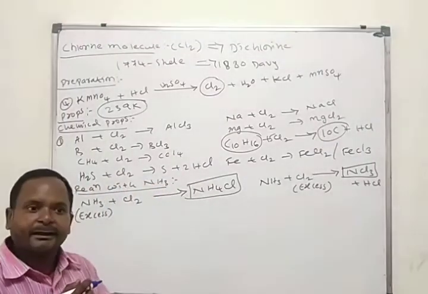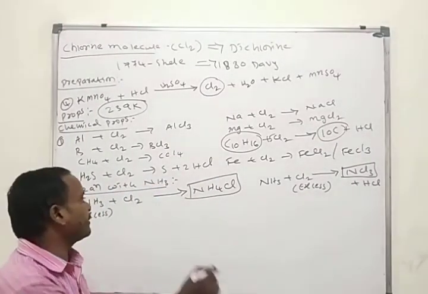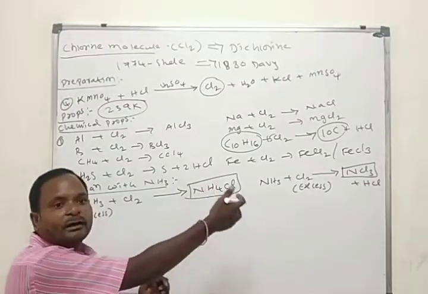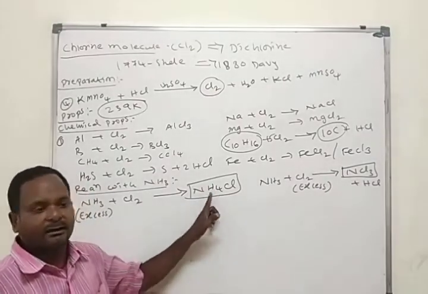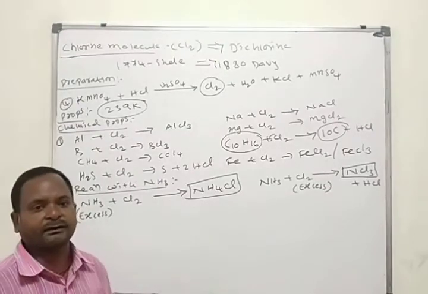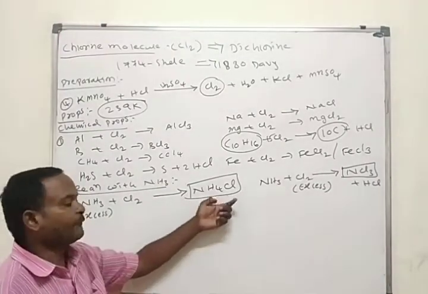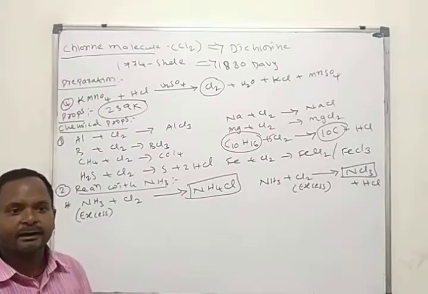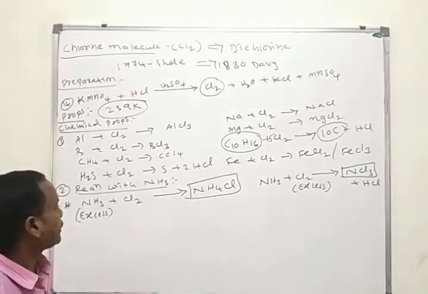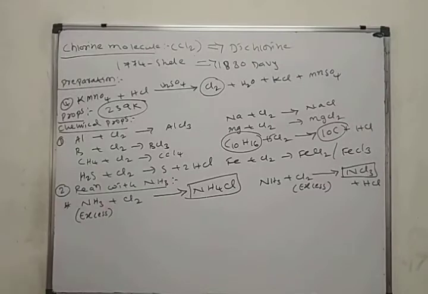When we add an excess amount of ammonia, it means we have an excess amount of hydrogens. That means excess ammonia was involved in the reaction and formed ammonium chloride. This is the reaction with ammonia.